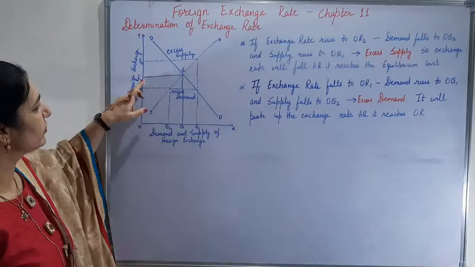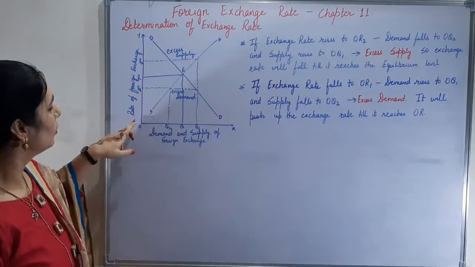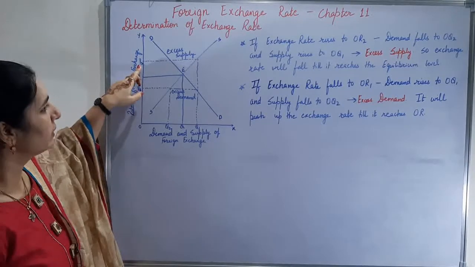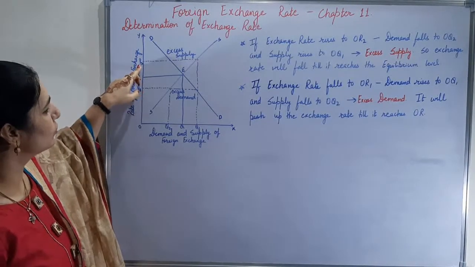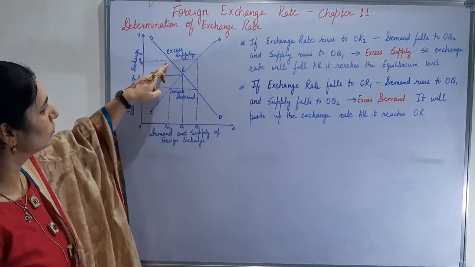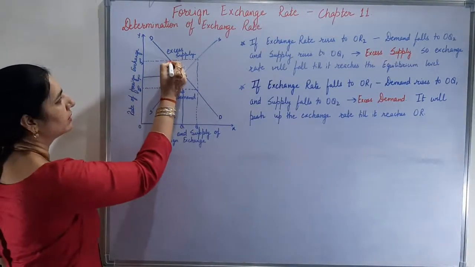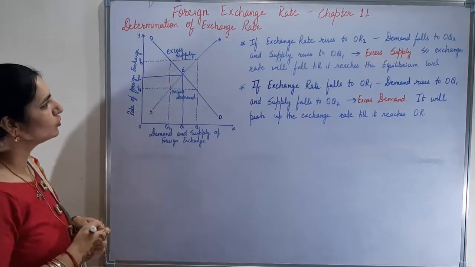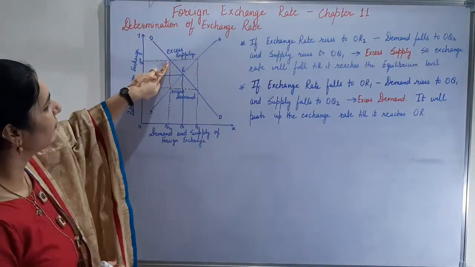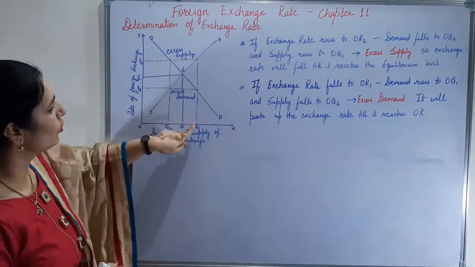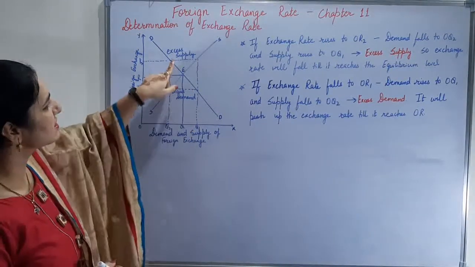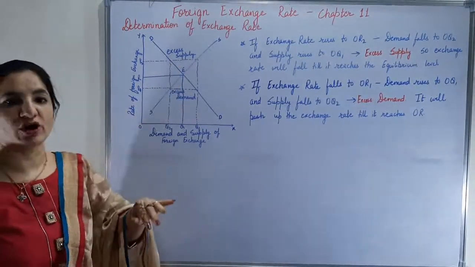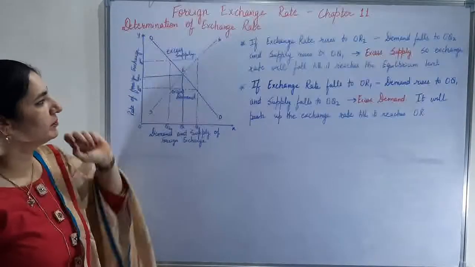If the exchange rate, that is OR, rises to OR2, demand will fall to OQ. See, here it is intersecting. So demand will fall to OQ and supply will rise to OQ1. This is the situation of excess supply. So the exchange rate will fall till it reaches the equilibrium level.